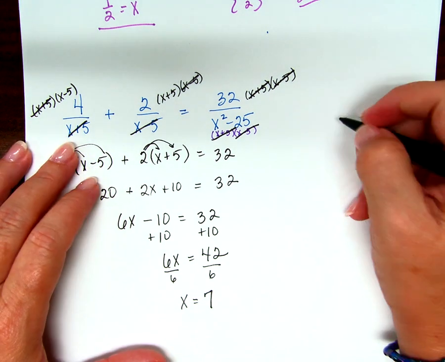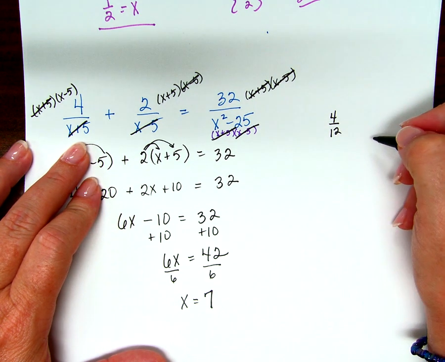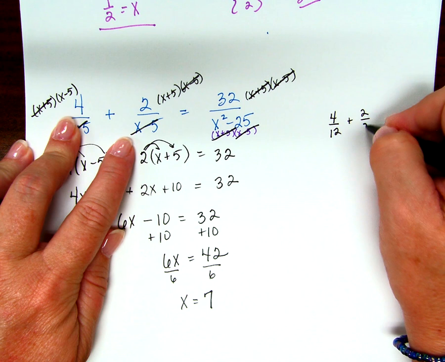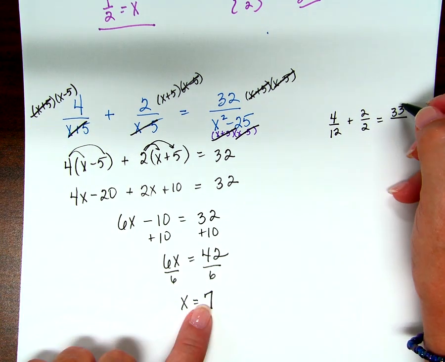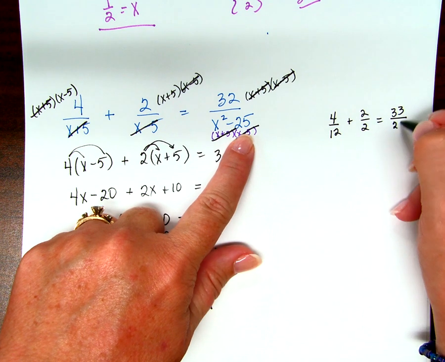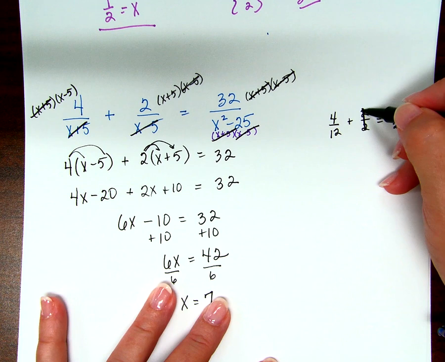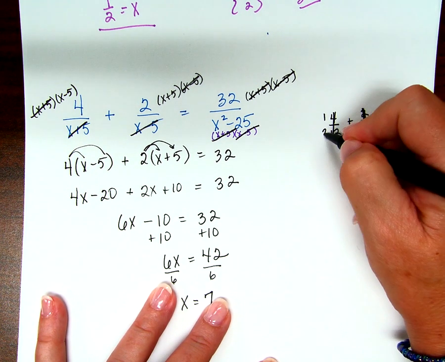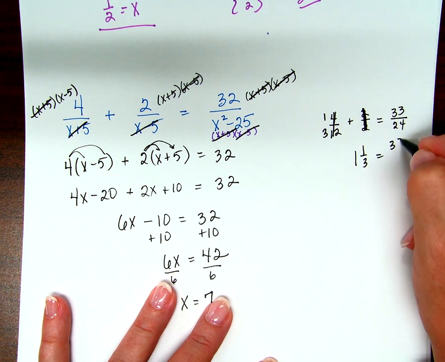Oh, okay. 4 over 12 plus 2 over 2 equals 32 over 49 minus 25. 24. Okay? So this is really just 1, isn't it? And this is really 1/3. So this is really 1 1/3 equals 33.